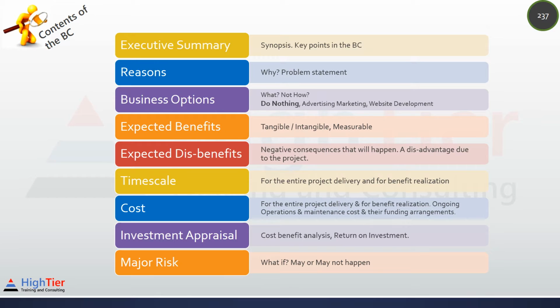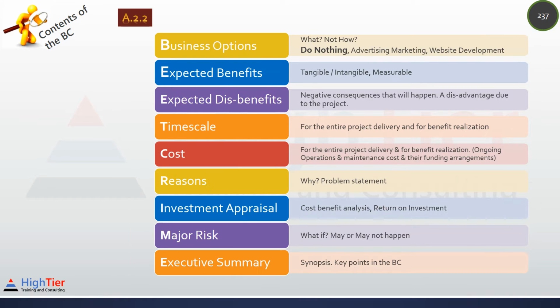Business case is a very important topic in PRINCE2. You can find information for the contents of the business case in Appendix A. To remember easily, you can rearrange the first letter of the headings to make the word "beat crime". In PRINCE2, the executive is responsible for the business case.